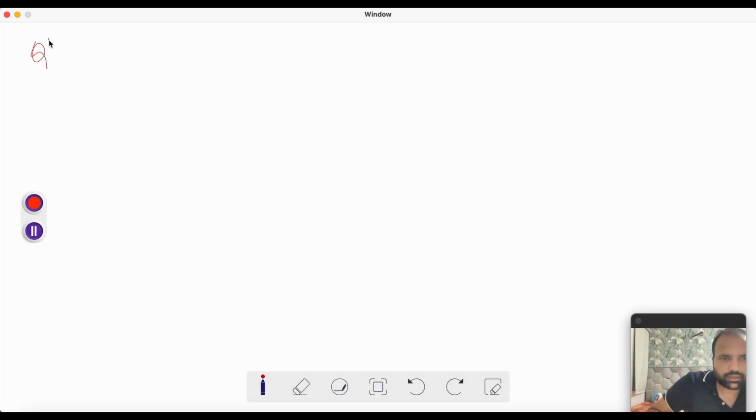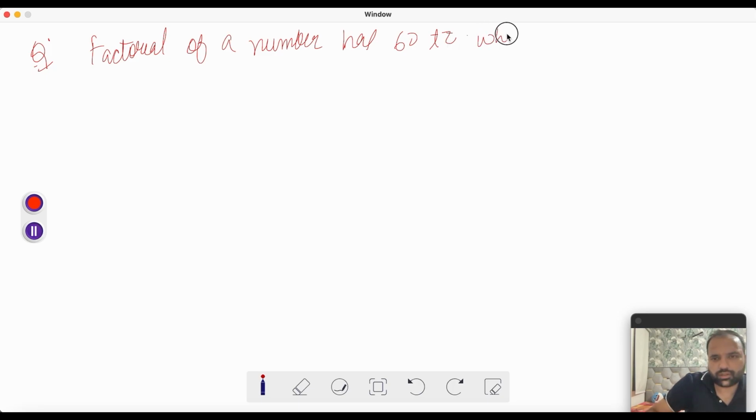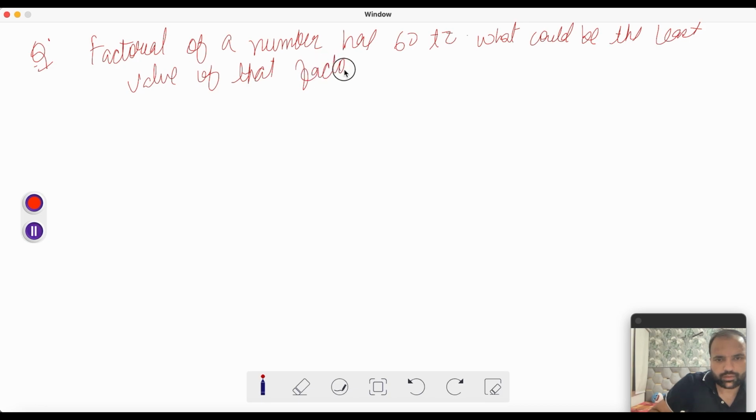So let's say the question says: the factorial of a number has, you can put anything, let's say 60 trailing zeros. Okay, so what could be the least value of that factorial number?